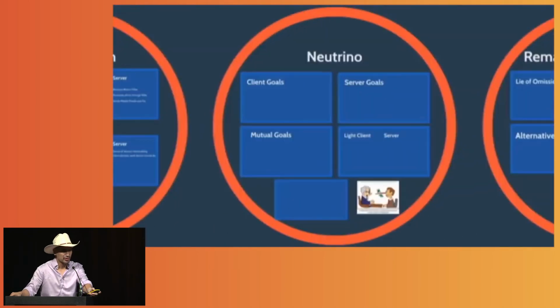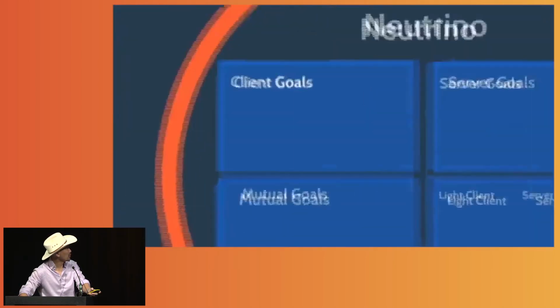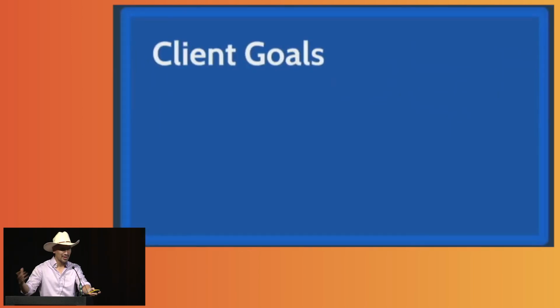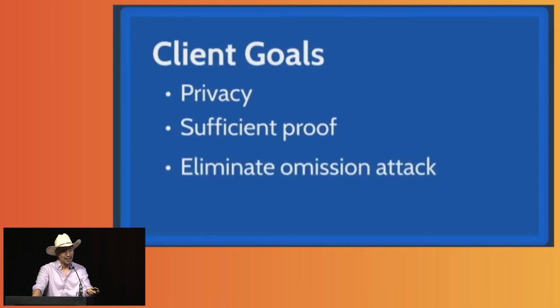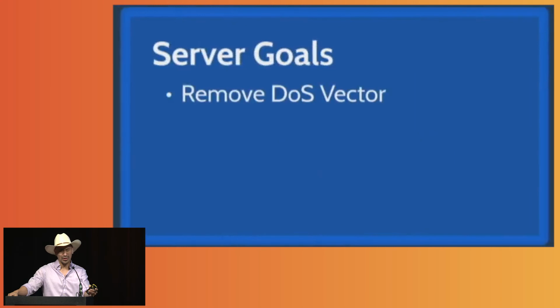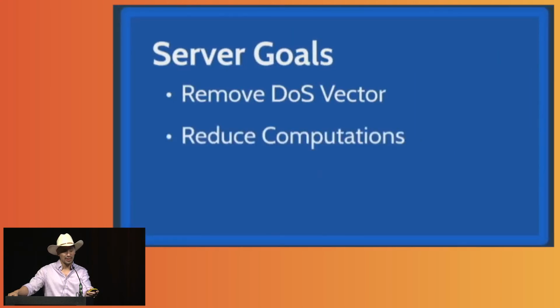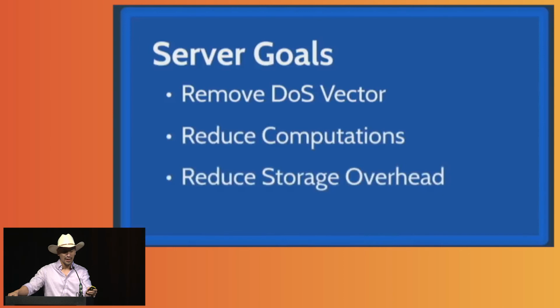Now, what does Neutrino do? This is a quick overview of what it is. For the client, what you want is privacy, some sort of sufficient proof that something is in a block, and you want to, as best as possible, eliminate that omission attack. You don't want lies of omission to affect you. For the server, you want to remove that denial of service vector and you want to reduce computations. And one of the things that would be nice also is to reduce storage overhead.